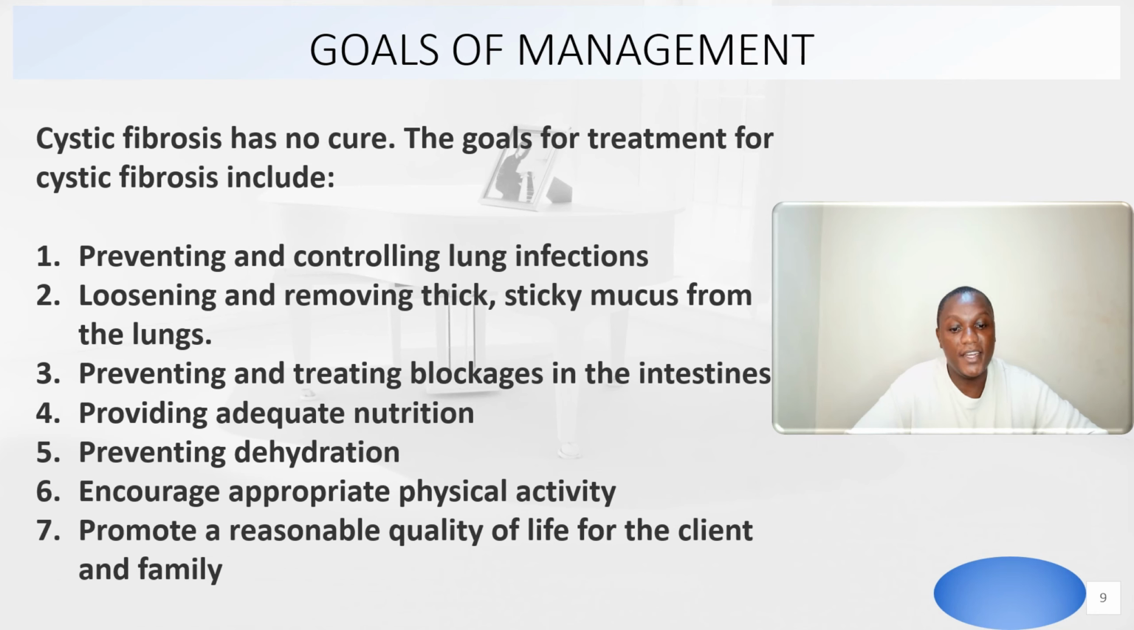Next is providing adequate nutrition. This is very, very important. They need a good diet, high calorie diet, high protein diet, with unrestricted fat content. The other goal is to prevent dehydration, encourage appropriate physical activity, and promote a reasonable quality of life for the client and for the family.